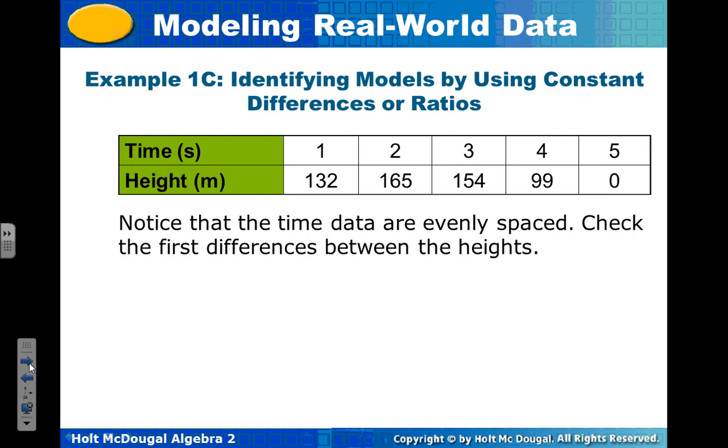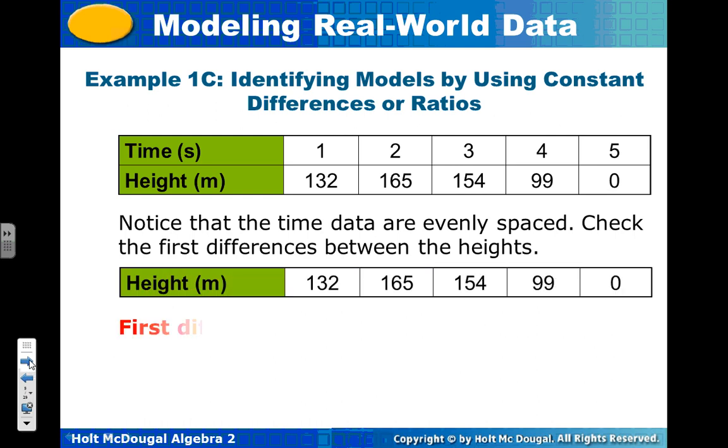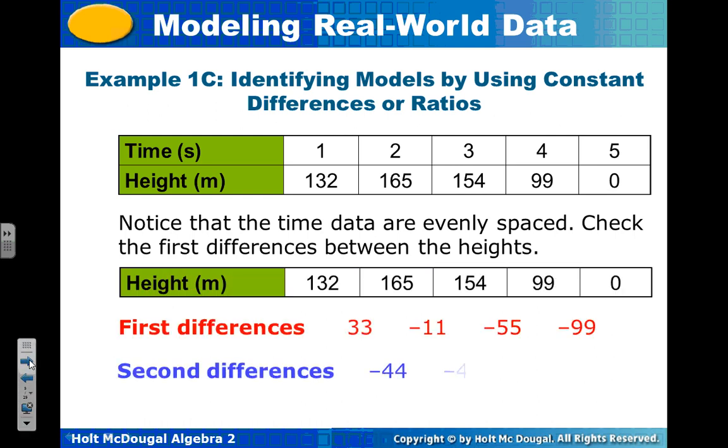Those differences aren't the same, so you go to the second difference. Negative 11 minus 33 is negative 44. Negative 55 minus negative 11 is negative 44. Negative 99 minus negative 55 is negative 44. So the second differences all make negative 44. This first one right here, I might have said something wrong, but it is negative 44. Negative 11 minus 33 is negative 44.